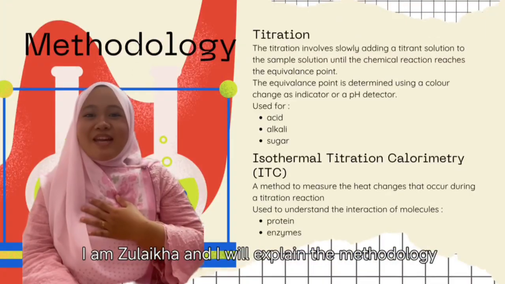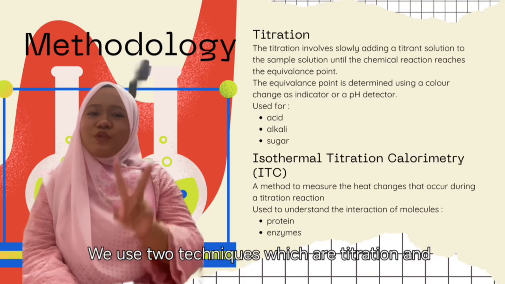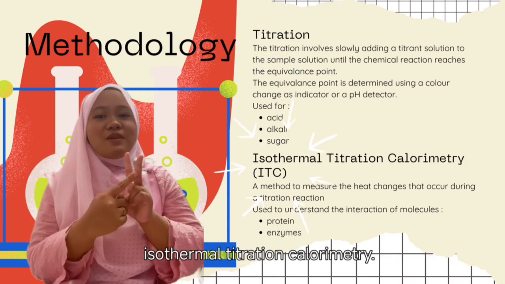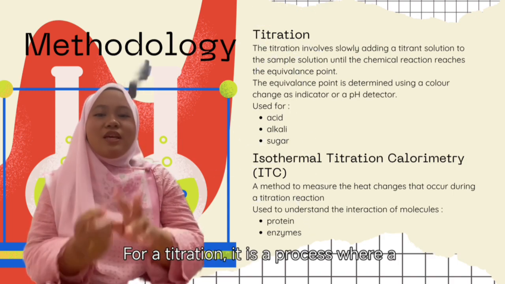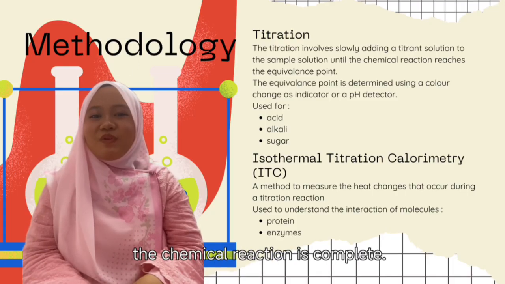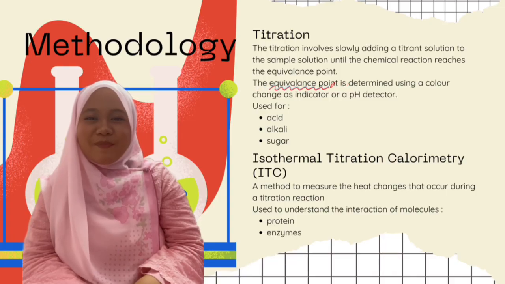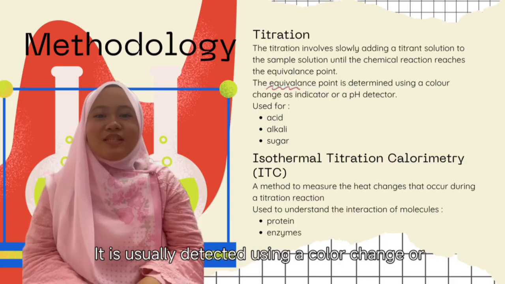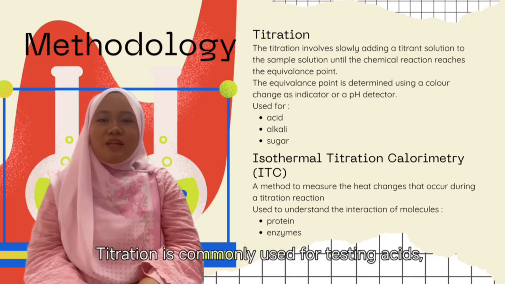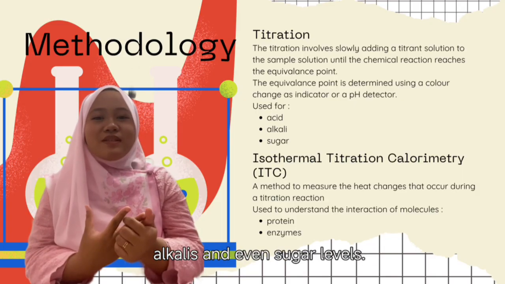I am Zleka and I will explain the methodology used in this experiment. We use two techniques which are titration and isothermal titration calorimetry. For titration, it is a process where titrant is slowly added to a sample until the chemical reaction is complete. This point is called equivalence point. It is usually detected using a color change or pH change. Titration is commonly used for testing acids, alkalis, and even sugar levels.